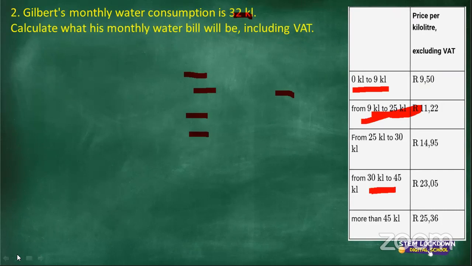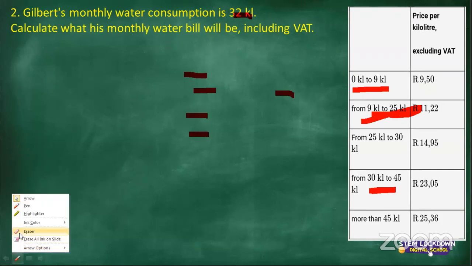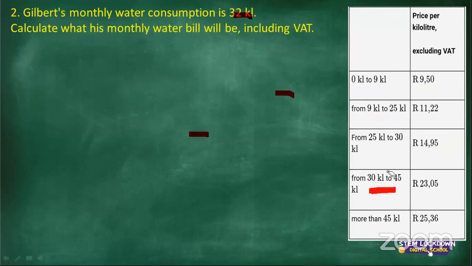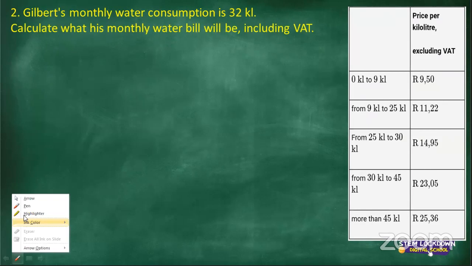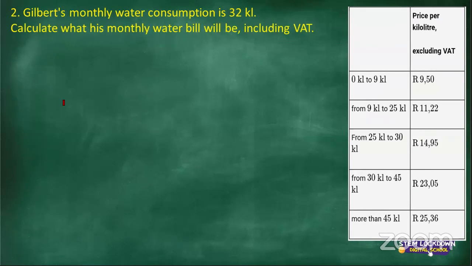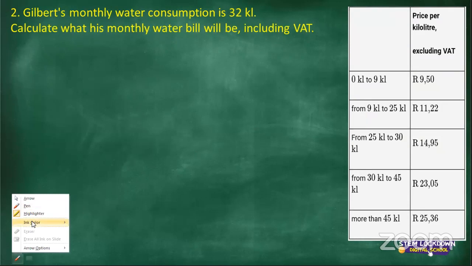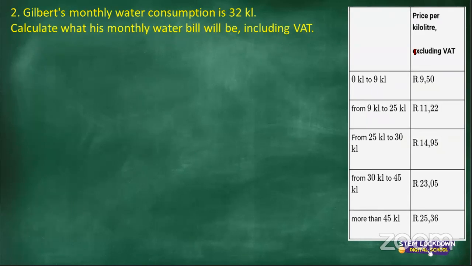And then let me explain the step by step. Let me remove all these markings that I did, and then I'm going to start afresh explaining this calculation. Gilbert's monthly water consumption is 32 kiloliters. We are calculating what his monthly water bill will be, including VAT. Now, what's important to note before I continue is that the prices we are given here per kiloliter are excluding VAT. That is the first thing to note. But we will focus on that in the last step.